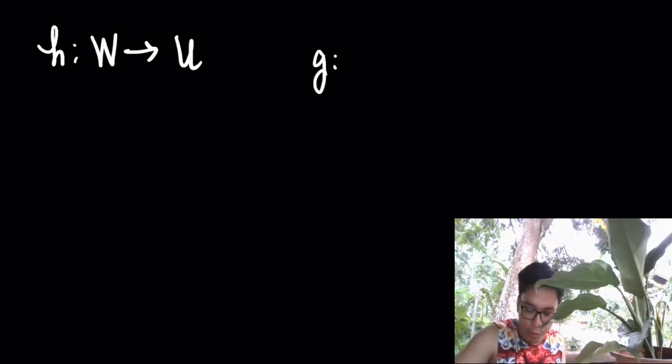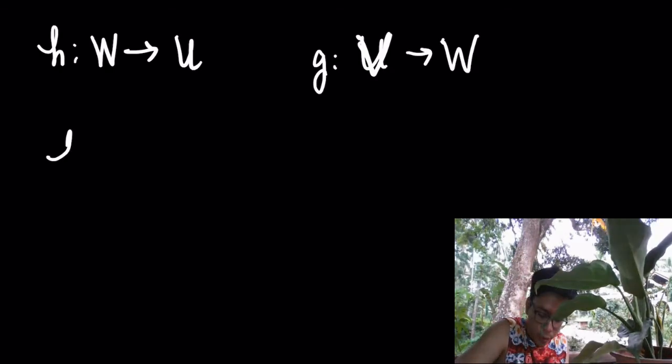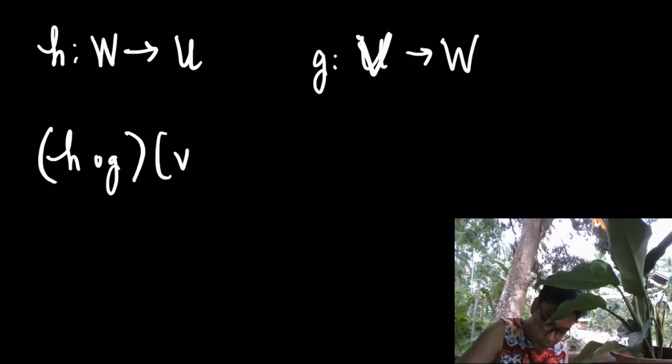Let's say I would have h that maps from W to U. So aside from having g as V to W, we have h that maps from W to U. So how can we know if the composition of two linear transformations is a linear transformation? So we will check again here.